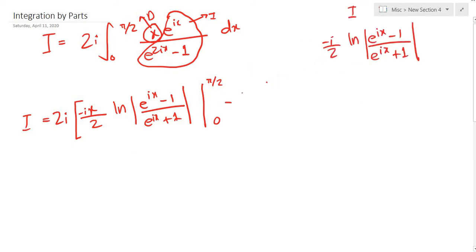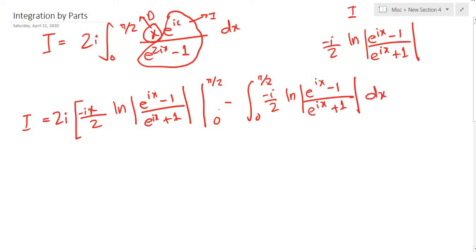And now we have to subtract the integral from 0 to pi over 2 of the derivative of x, that's just 1, times the antiderivative of this thing, and we calculated that. So that's negative i over 2 times the natural log of (e raised to ix minus 1) divided by (e raised to ix plus 1) dx. And then I'm closing this bracket.